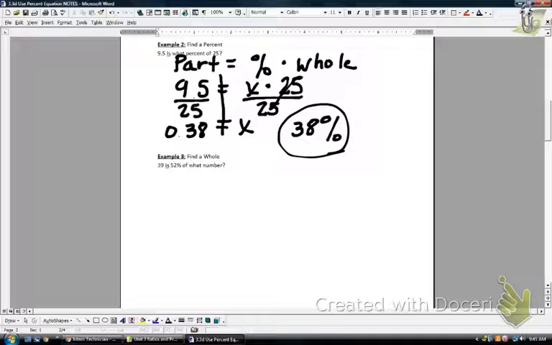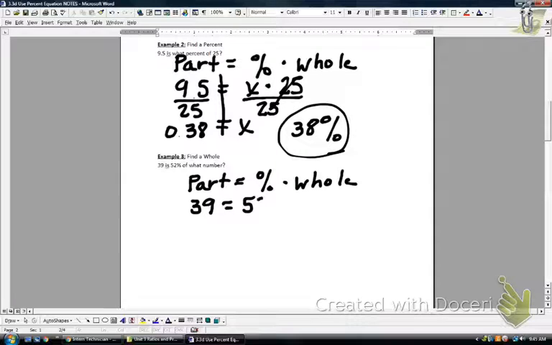All right, then example 3 says find a whole. 39 is 52% of what number? So I'm going to start with my equation. Part equals percent times whole. 39 is my part. Percent is 52. And then x. So there's what my equation looks like. And notice I wrote it 52% here, so I remembered to key that in the calculator correctly. I have an algebraic equation, so I'm going to divide both sides by 52%.